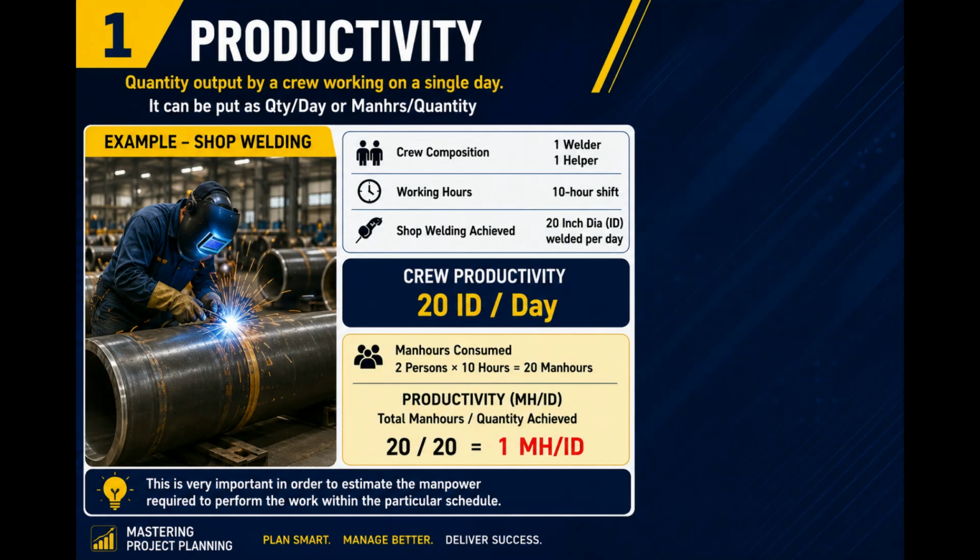Today's video, I'm going to tell about what is productivity. You might all have heard about this term in your projects. So, what does productivity mean? Productivity you can consider as the quantity output by a crew working on a single day, or else the quantity achieved per day with that crew, or we may also consider man hours per quantity, like man hours per ton or man hours per inch dia.